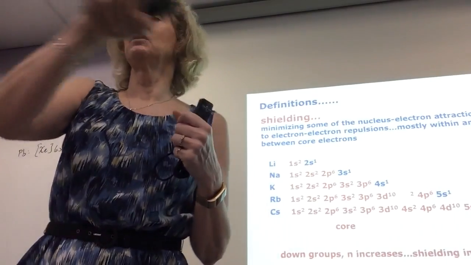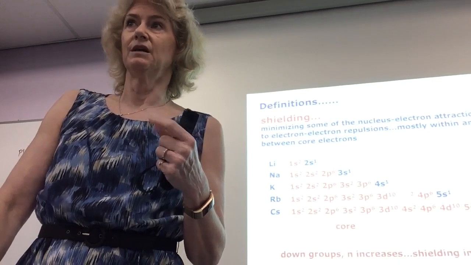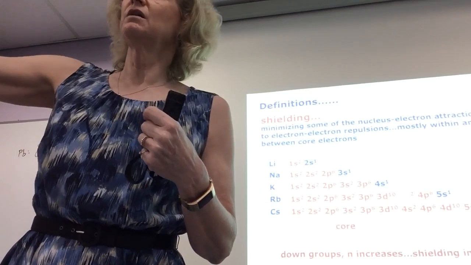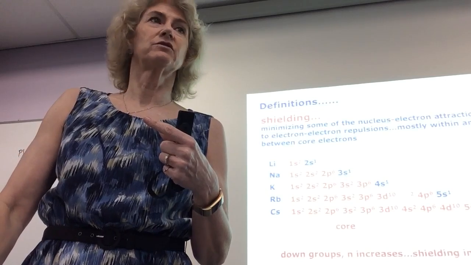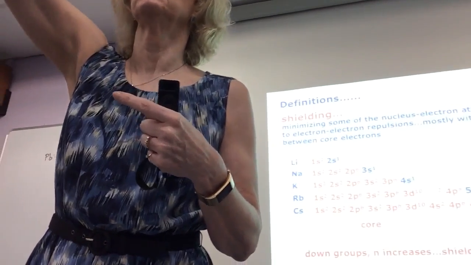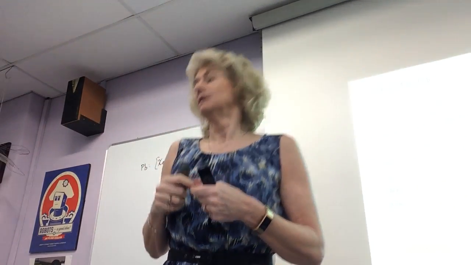You can think of it as the rows of desks in the room. My desk is the nucleus, kind of radiating positive charge. By the time we get to the last row, all of your inner electrons are shielding the nuclear attractive force, and consequently, the last row is way, way out. There's very little attractive force to the nucleus. Therefore, those electrons come off easy.